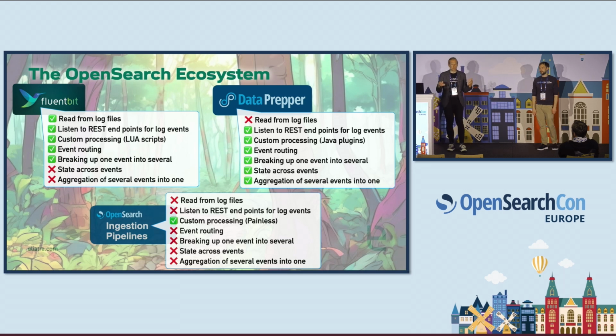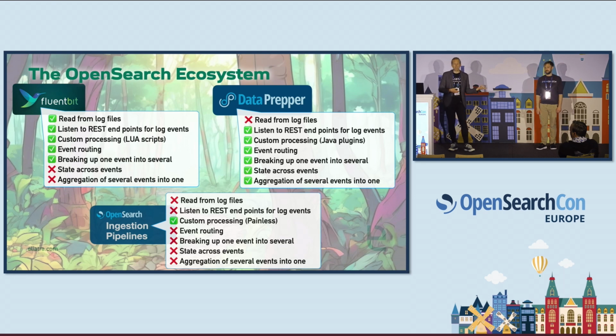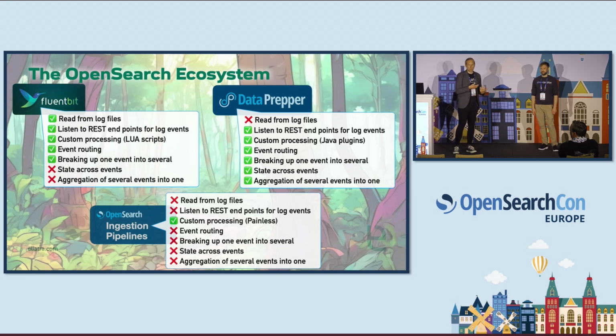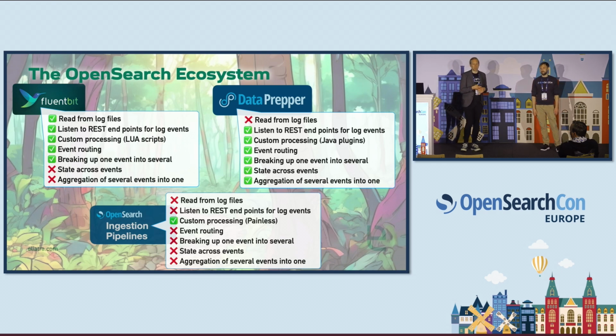FluentBit, for example, is not directly a member of the OpenSearch ecosystem, but often used. It can read log files just from files on a cluster. It can, however, also listen to REST endpoints for log events. It can do custom processing, which is interesting for us, for example, using Lua scripts or also regular expressions. It can do internal event routing, so complex log processing, and it can break one event up into several. However, we don't have a state across events, which would be useful for aggregations. But it's already, for our case, quite useful.